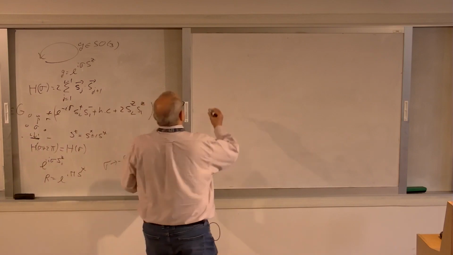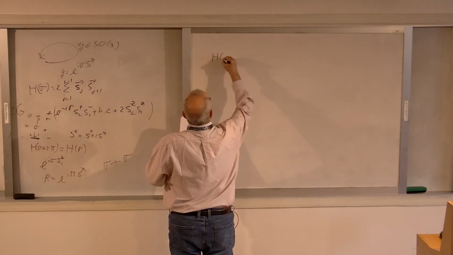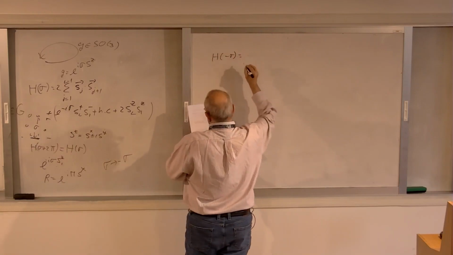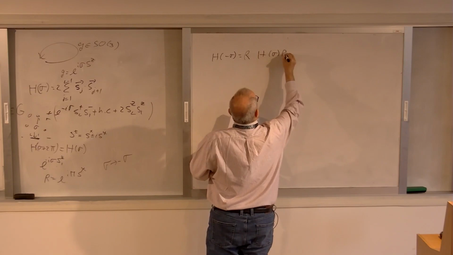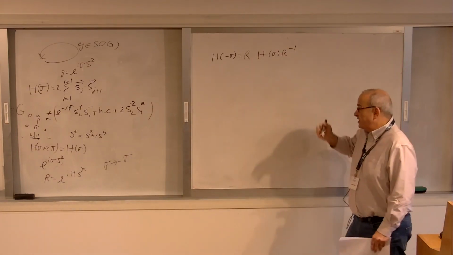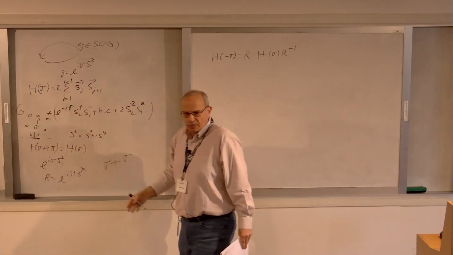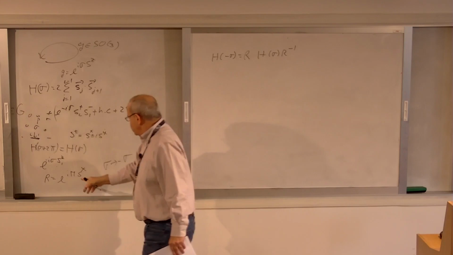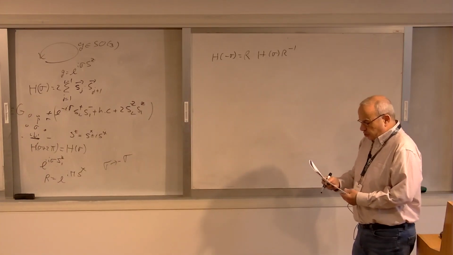One way of saying it is that H of minus sigma is this transformation R, H of sigma, R inverse, and you can check it for yourself. When it acts on all the sites except those near the defect, it trivially commutes, and around the defect it flips the sign, as it should, and it flips the sign of sigma. So they're conjugate to each other.